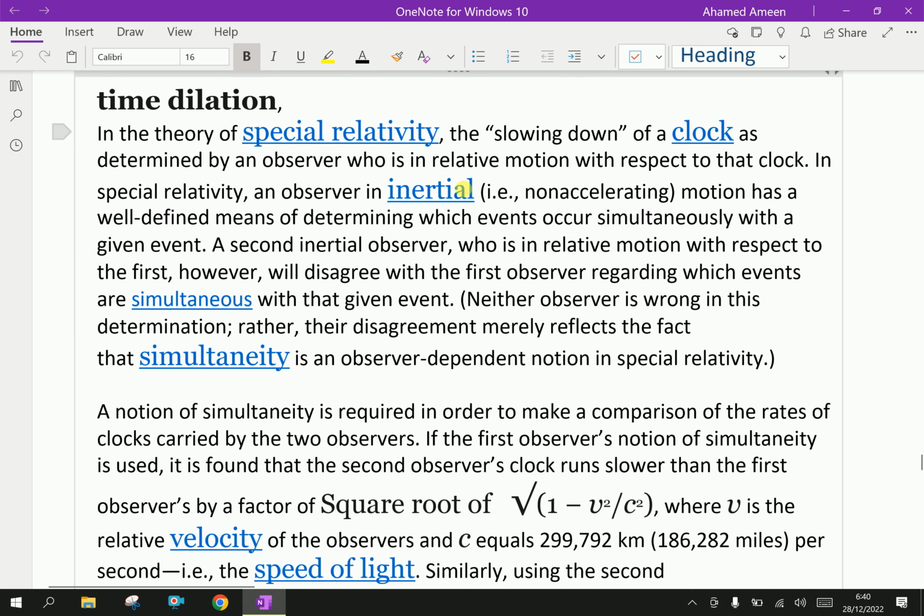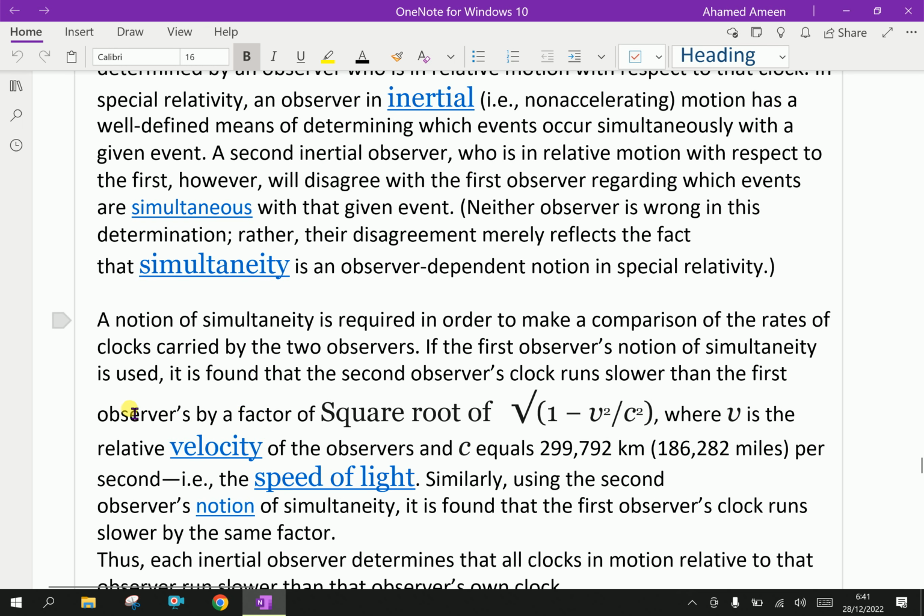In the theory of special relativity, time dilation is the slowing down of a clock as determined by an observer who is in relative motion with respect to the clock. In special relativity, an observer in inertial, that is non-accelerating, motion has a well-defined means of determining which events occur simultaneously with a given event. A second inertial observer who is in relative motion with respect to the first, however, will disagree with the first observer regarding which events are simultaneous with that given event. Neither observer is wrong in this determination.